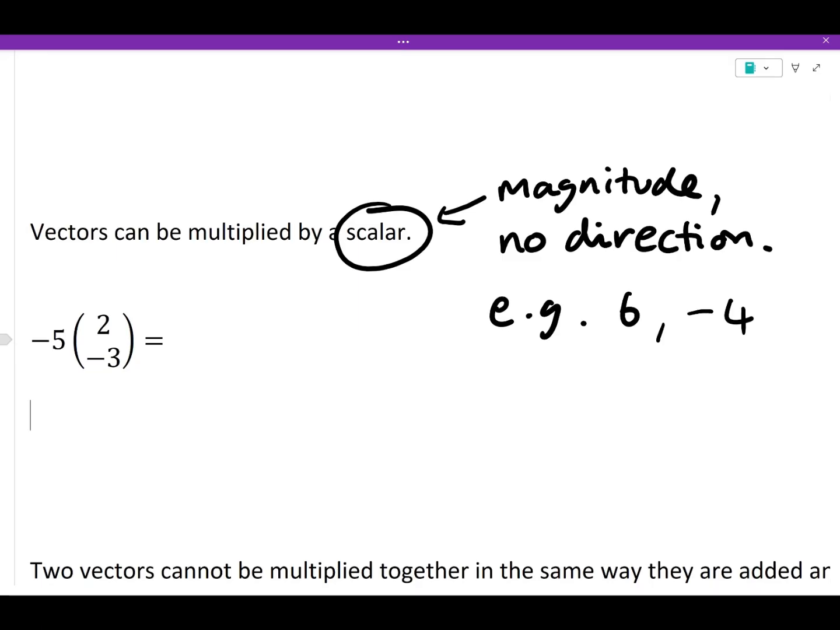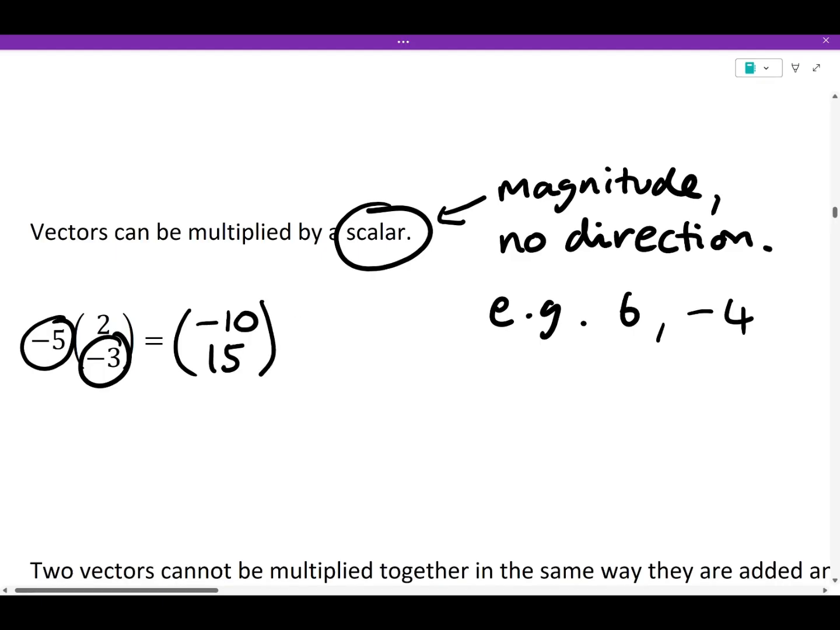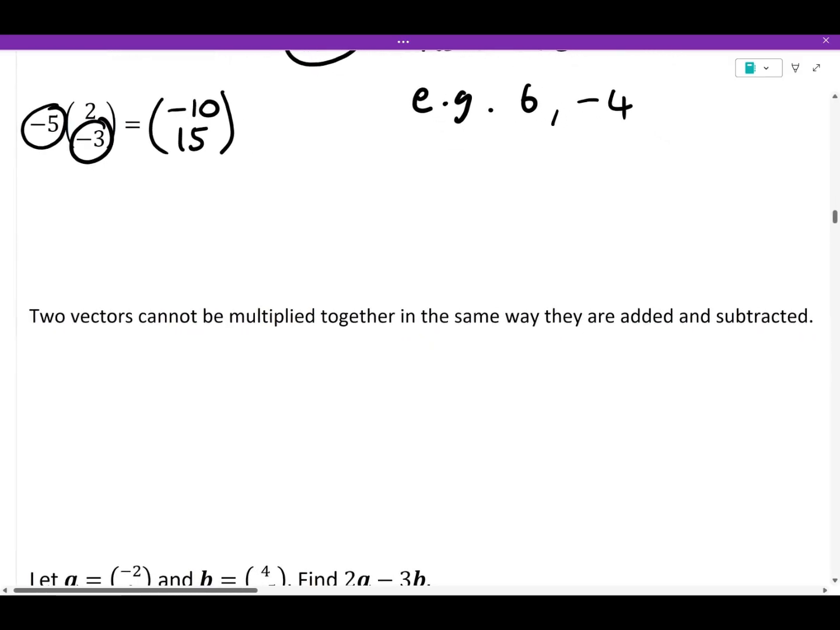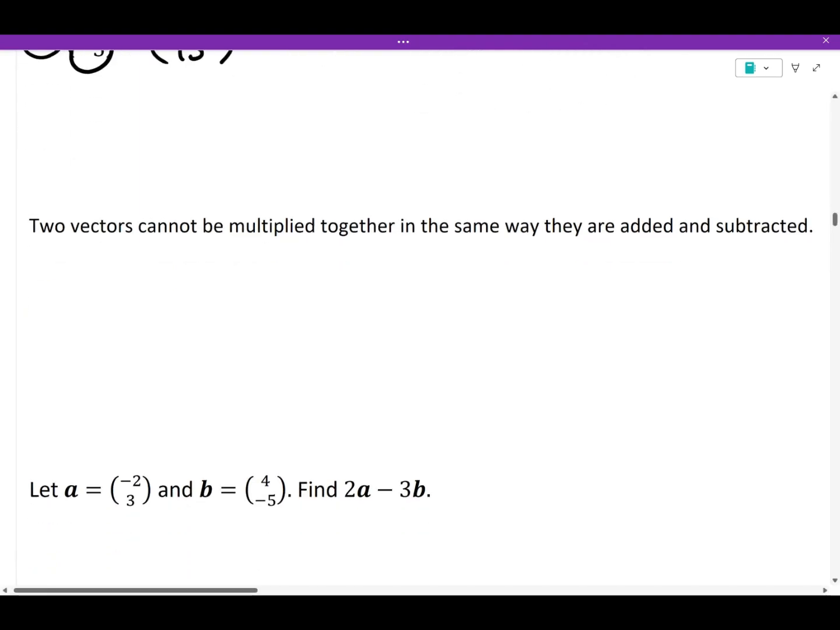If we look at what we've got here, we've got -5, the scalar, multiplying our vector. So we're going to do -5 multiplied by 2, which is -10, and then -5 multiplied by -3, which would give me +15. And that would be my answer. Two vectors cannot be multiplied together in the same way they are added or subtracted. You shouldn't have to multiply vectors at GCSE level, so don't worry about that. If you look at vectors at higher level, you might learn about some other operations that involve multiplying components. So let's have a look at some other questions.